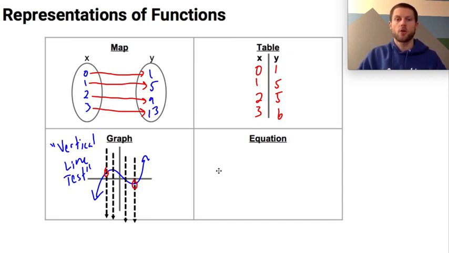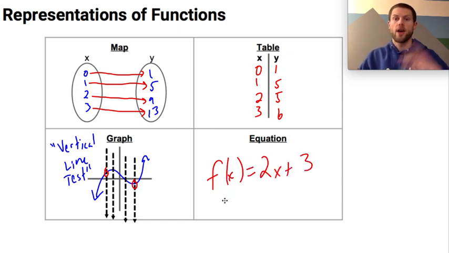And you might see an equation, something like f of x equals 2x plus 3. We call this function notation, this whole f of x thing, and usually if you see f of x, that kind of guarantees you that it's a function since it's function notation. So that's all well and good.